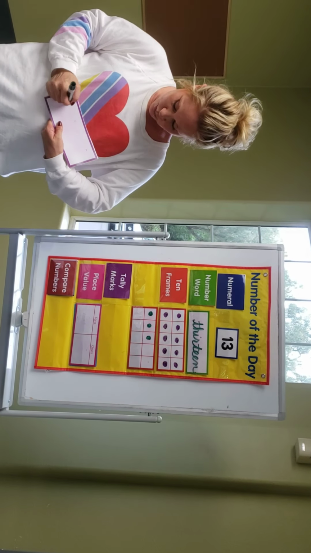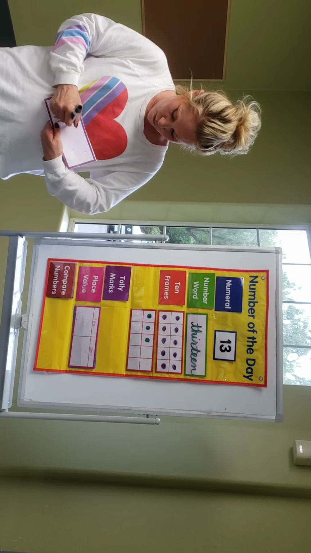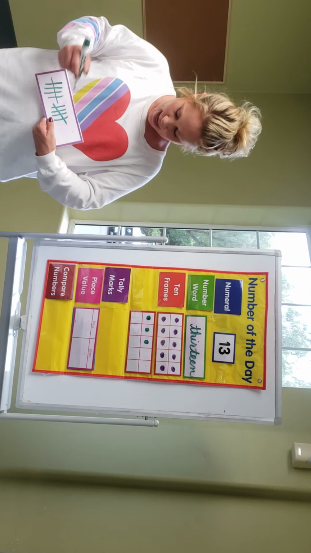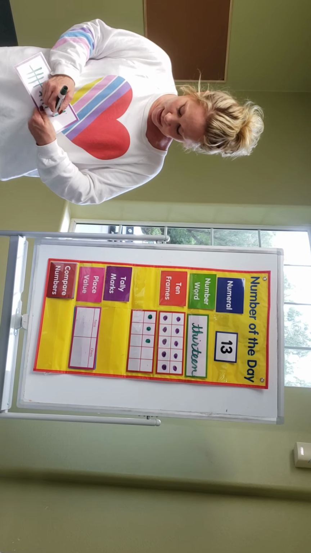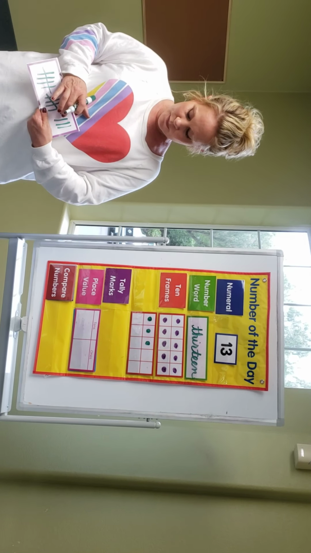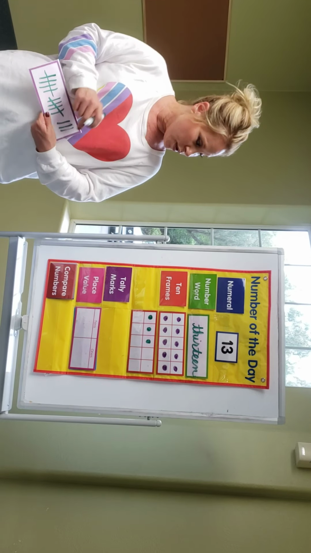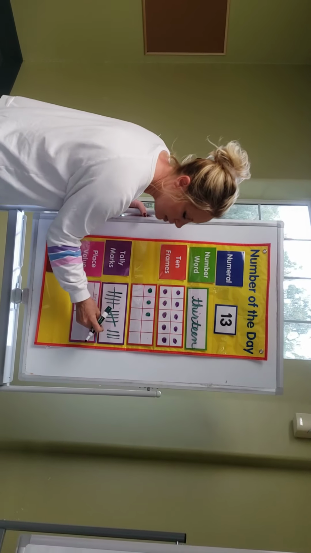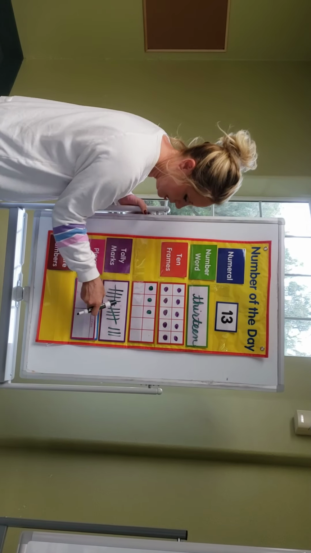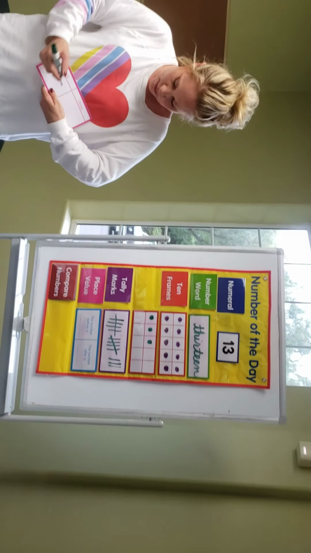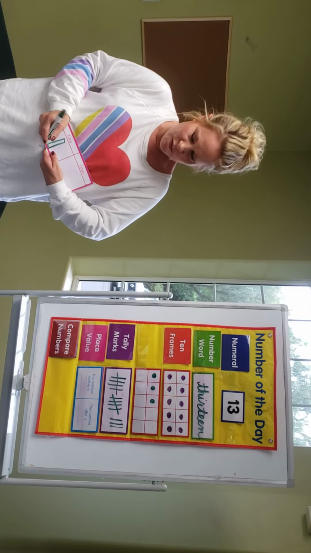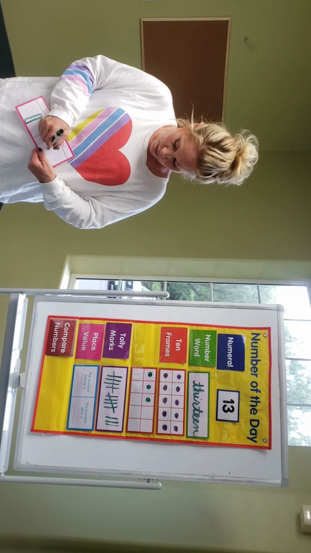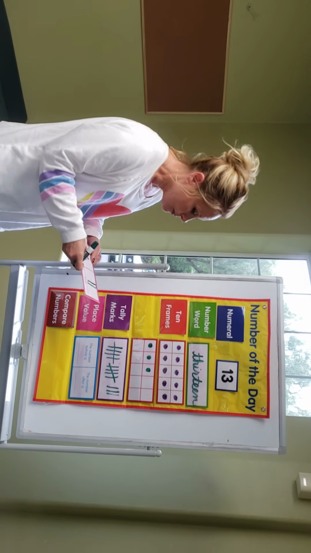So our tally marks, 1, 2, 3, 4, 5, 6, 7, 8, 9, 10, 11, 12, 13. So 11, 12, 13. There it is. 5, 10, 11, 12, 13. 1 ten. We don't need to count 1, 2, 3, 4, 5, 6, 7, 8, 9, 10. We know it's 1 ten. 10, 11, 12, 13. Okay.